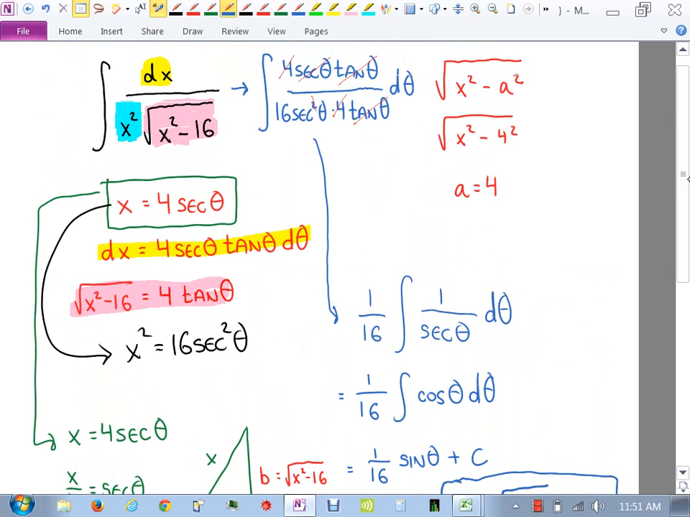Where? Up here? This x equals 4 secant has to be secant, because the form we have over there on the top right, we have our variable squared minus our number. Variable squared minus our number. So we have to use a secant theta. If it was the other way around, 16 minus x squared, we would not use this. Okay?